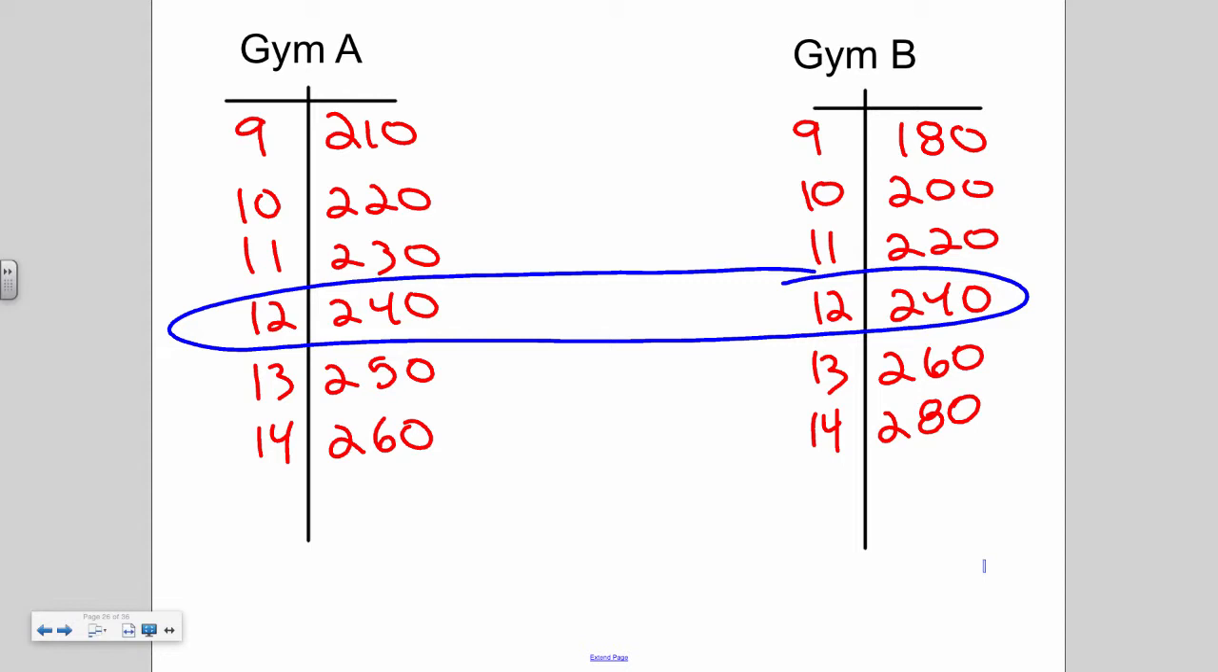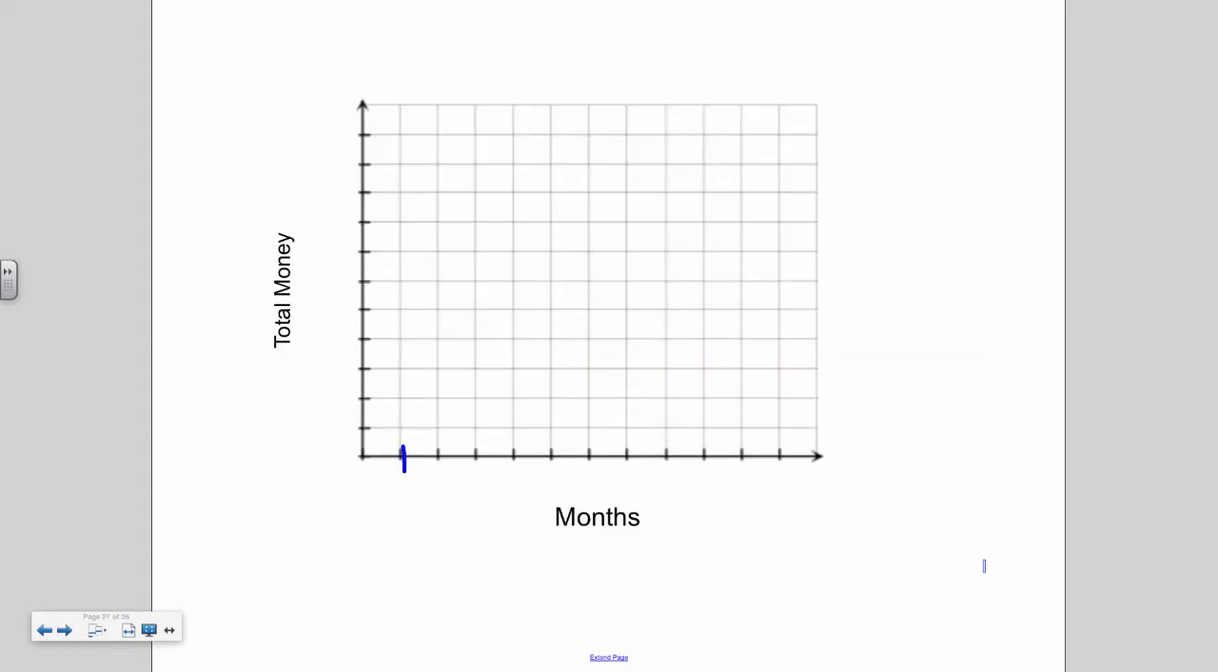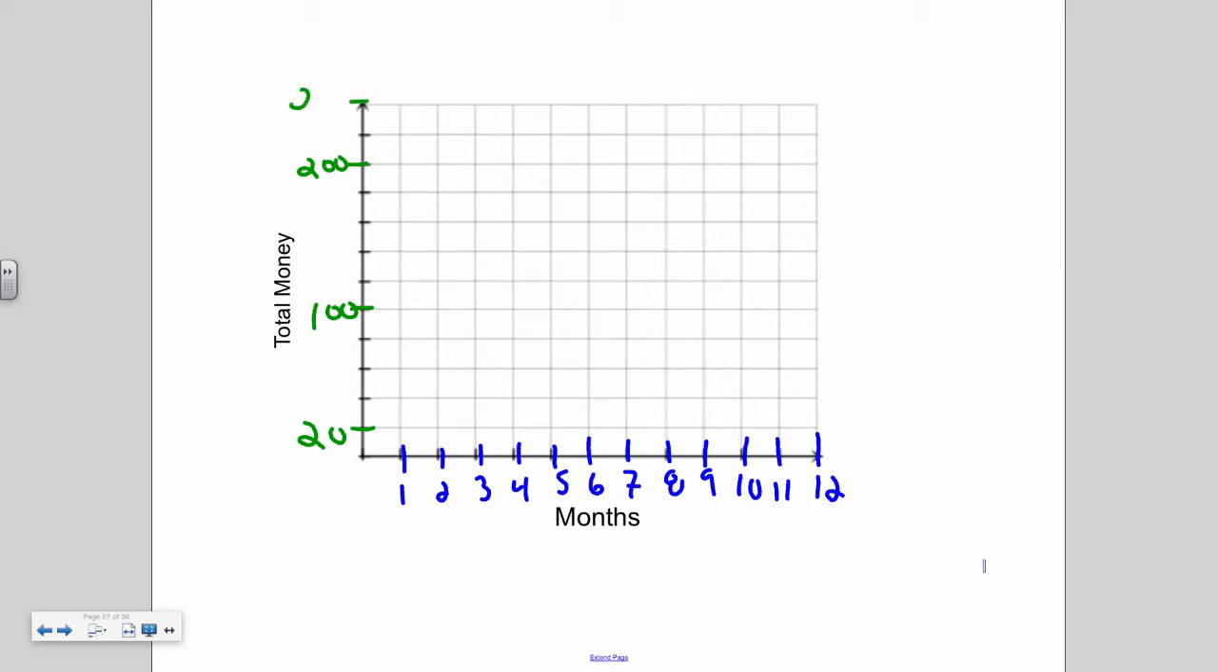The other way we can do this is using a graph. So if we count the months, and then we count the money paid, Gym A starts all the way up here, but then rises relatively slowly. While Gym B starts really low, but you can tell it's going up $20 per month, so it rises quicker.